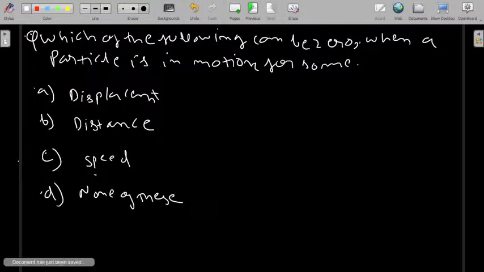So what do you know about distance and displacement? Distance is the total path length that the object has traveled.